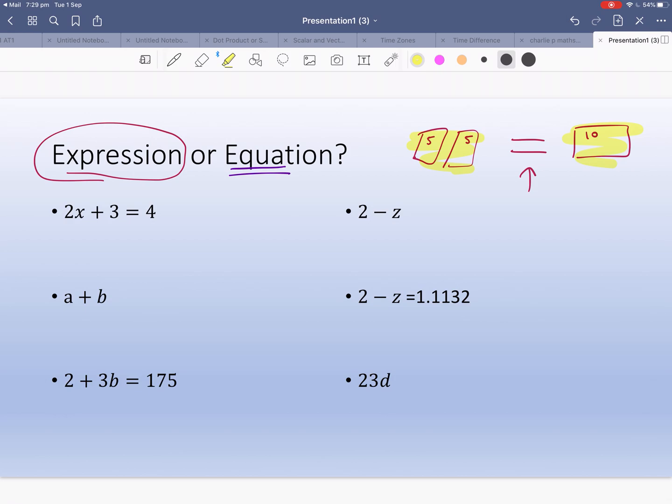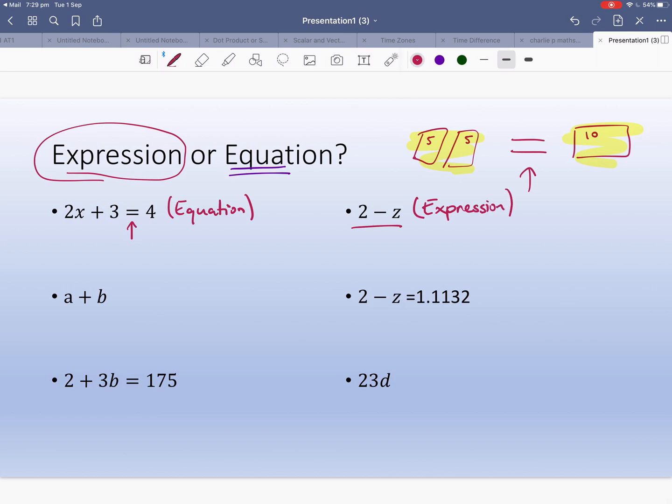So in these examples below, we're going to look at some of them and determine if it's an expression or an equation. This first one has an equal sign, so therefore it's an equation. It's as simple as that. The next one, which I'm looking at here, does not have an equal sign, so it's an expression.